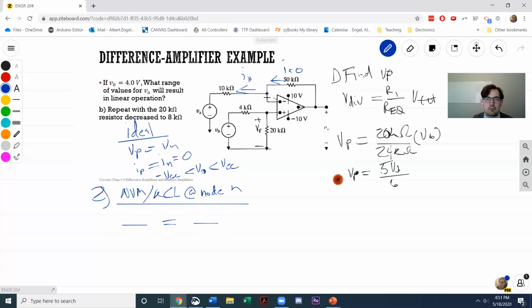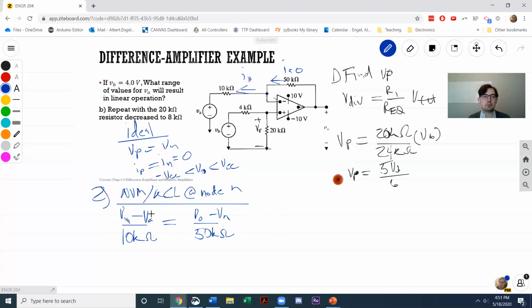We can say, okay, what's the current coming out? Well, I10 is going to be VN minus VA. That's the voltage drop across this resistor. And the current then is just going to look like that voltage drop divided by 10 kilo ohms. And we're going to also do the same thing over here with the 50 kilo ohm resistor. That's going to look like V naught minus VN.